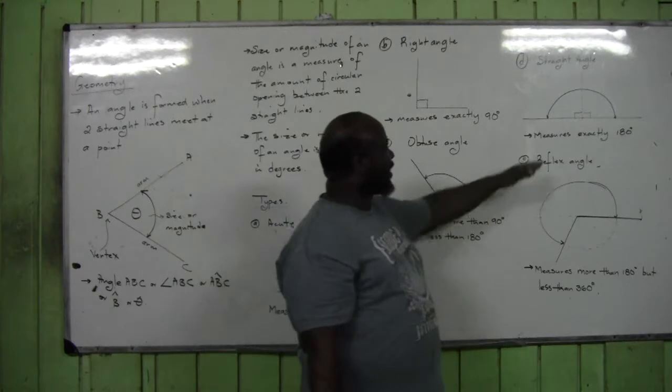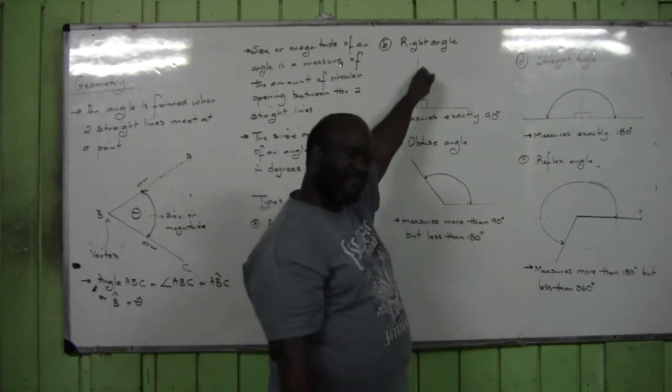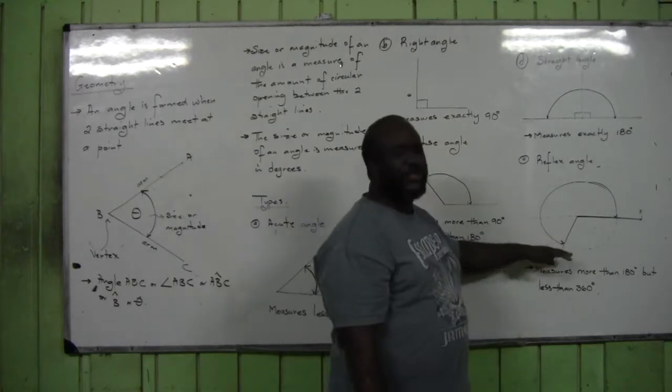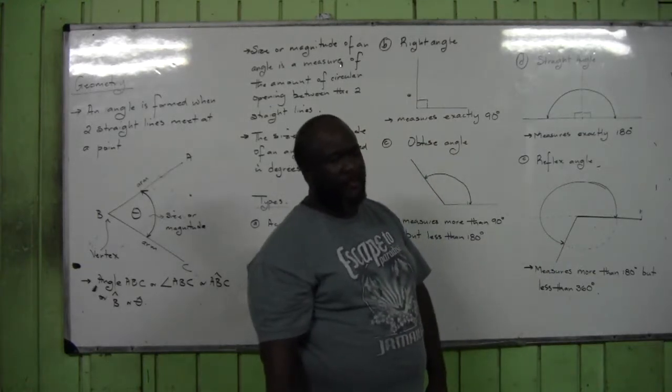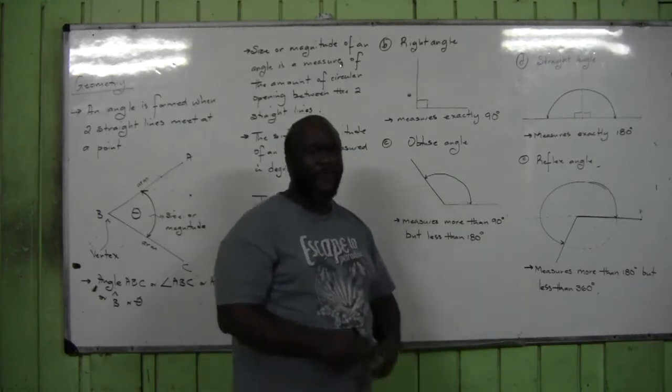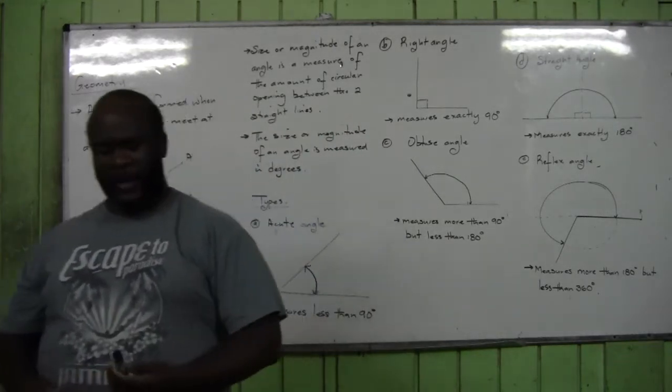So the straight angle is how many right angles? Two. And a revolution will be how many right angles? 4. A revolution is 360 degrees, which is 4 right angles.